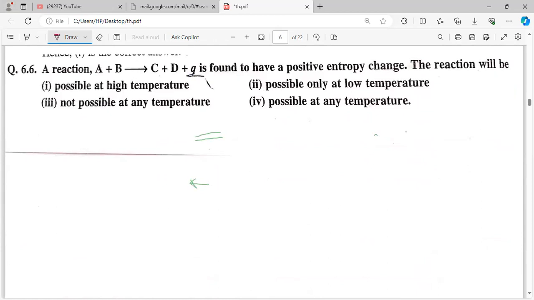See, tell me about this one. You wrote something, please erase this one. Tell me question number 6.6. 6.6: A plus B gives C plus D plus Q. Found to have a positive entropy change, the reaction will be.